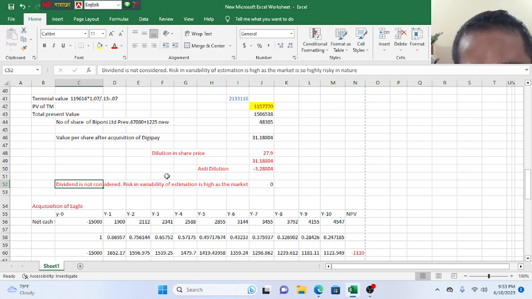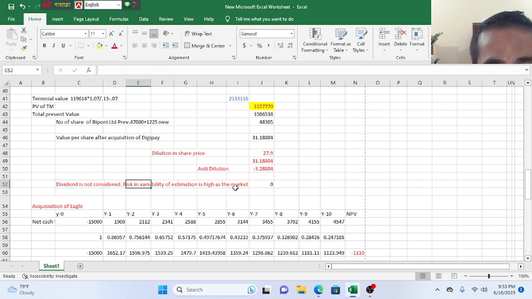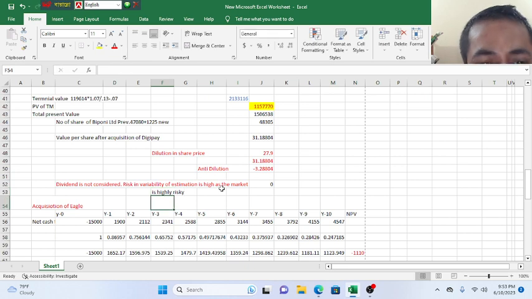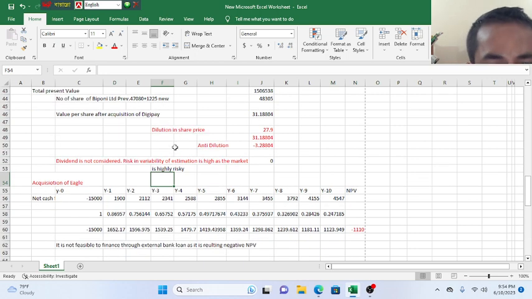In the long run, it cannot be estimated that the revenue will be generated that we have estimated. So there should be a line of assumption, that dividend we have not considered, and another is risks in variability of estimation is high, as the market is highly risky. So this should be written by you in the exam, but using smart words.